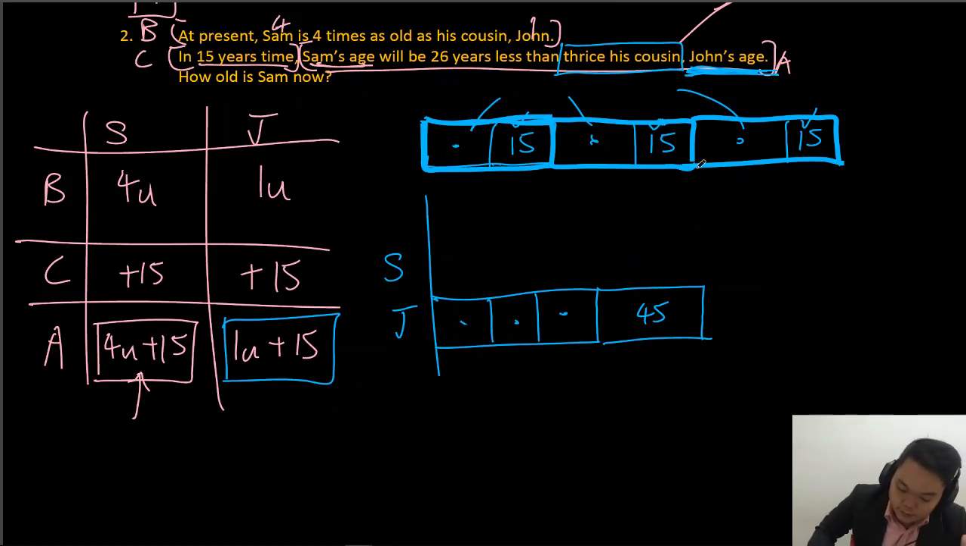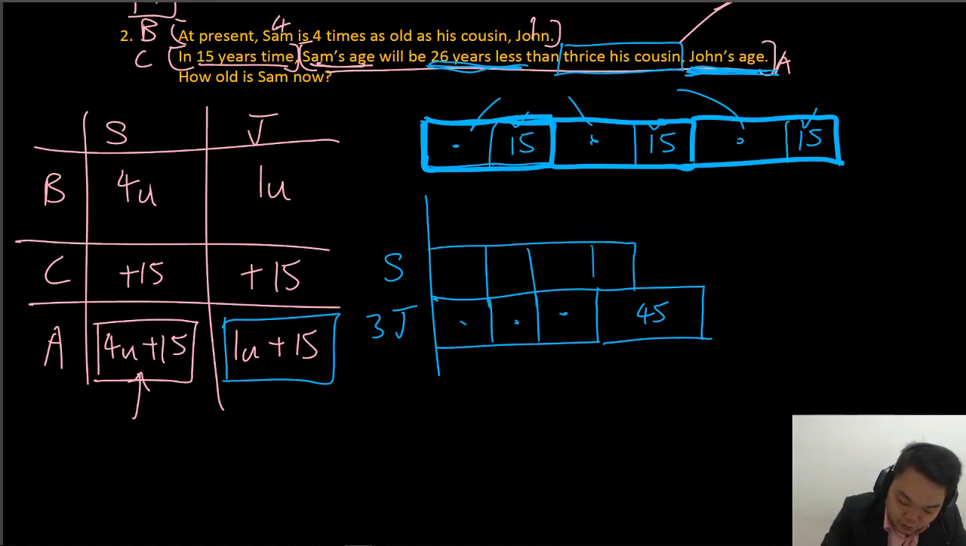Then, okay, so once we have defined 3 times of John's age, what are we going to do next? We want to draw out Sam's age over here. Sam's age is 26 years less than thrice of his cousin's age. So if Sam's age is going to be less than this, it has to be shorter. Okay, so how short is it going to be?